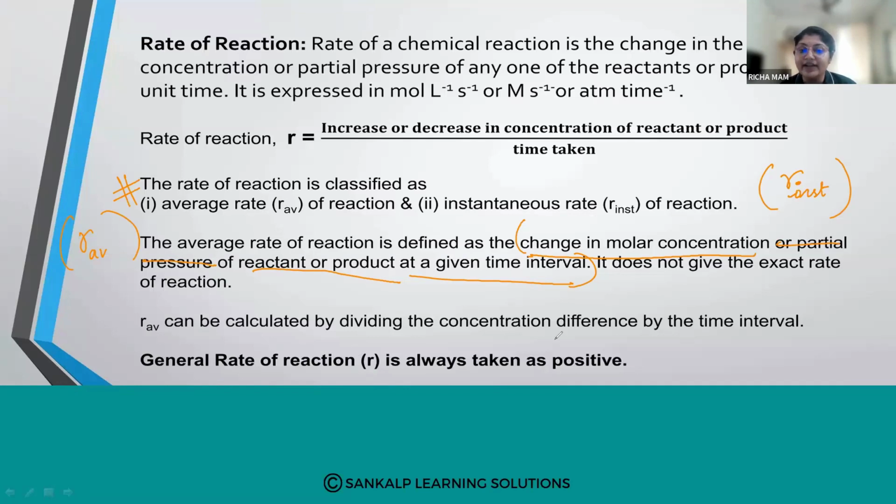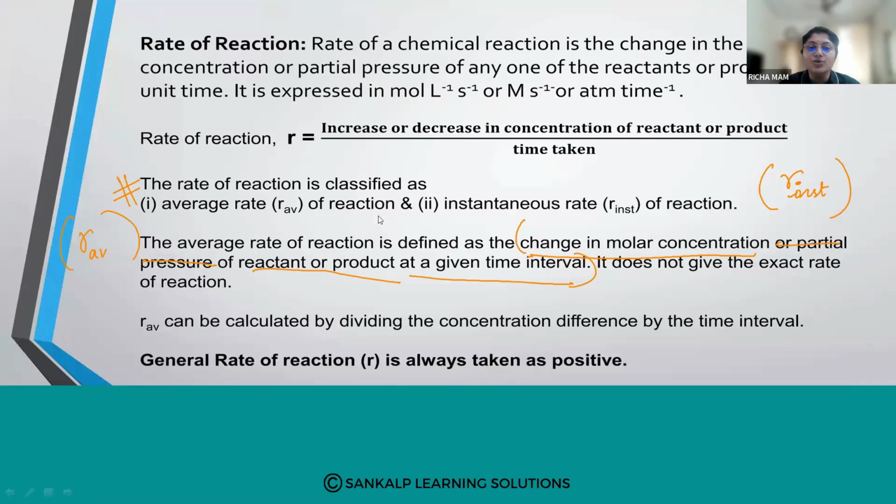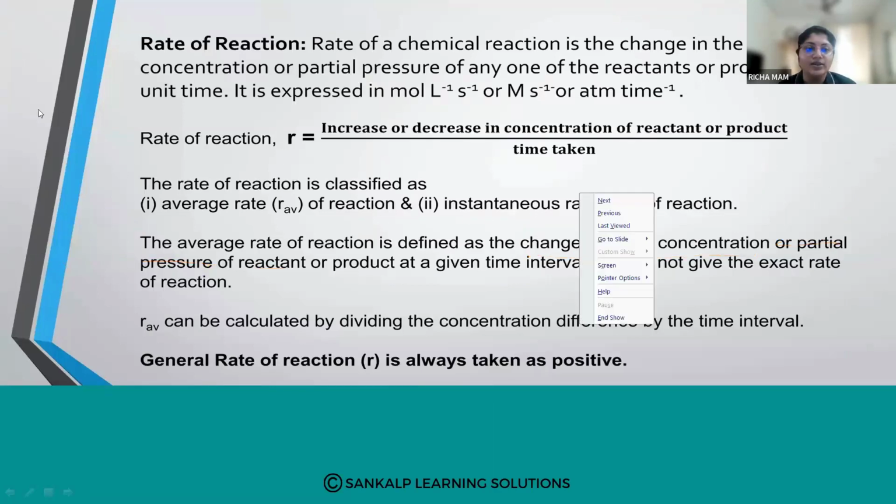Okay. So how can this average rate of the reaction be calculated? It can be calculated by dividing the concentration difference by the time interval. I'll show you. And generally, the rate of reaction is always taken as positive. So let me take it here. So what is average rate? Remember what all things are to be remembered. What is rate of the reaction? Rate of chemical reaction is the change in concentration of the products or reactant per unit time. So this much is enough.